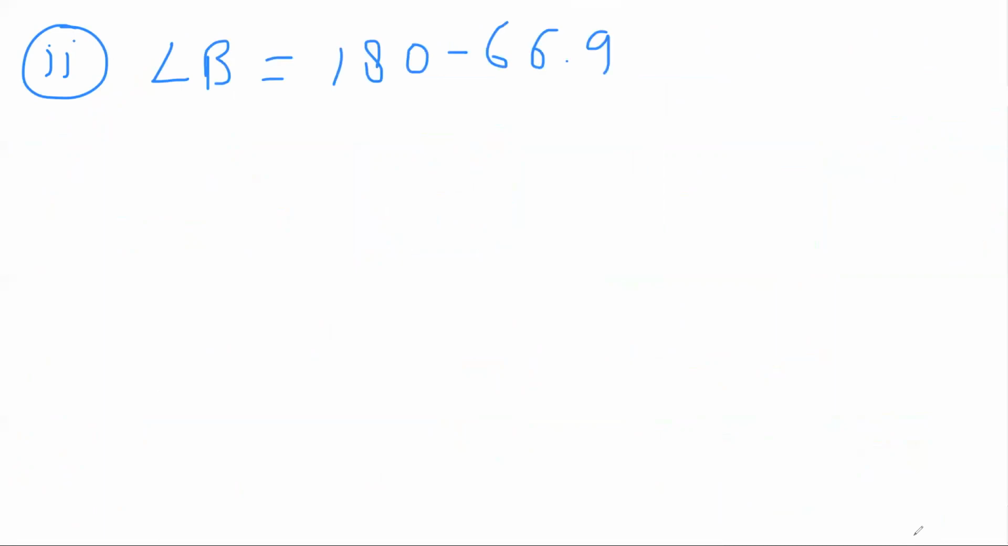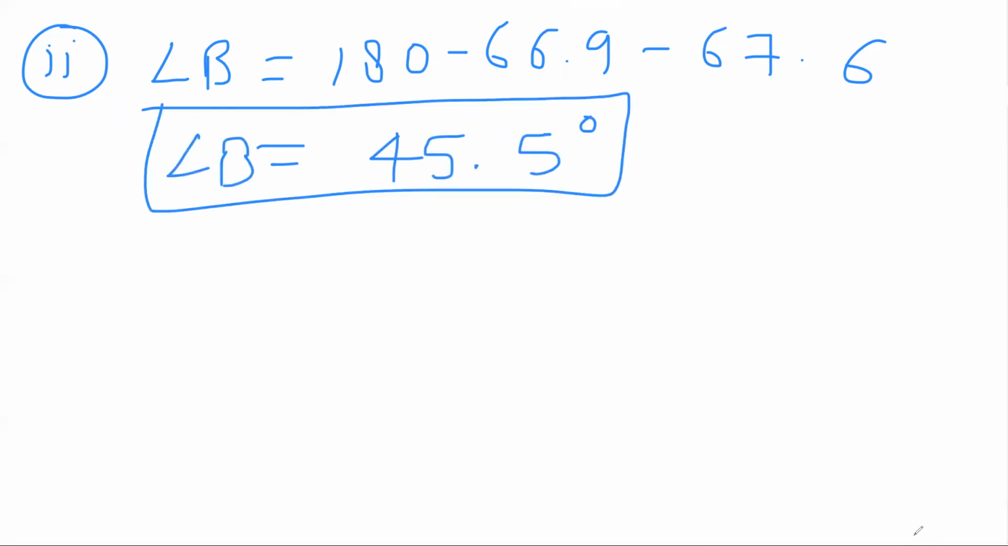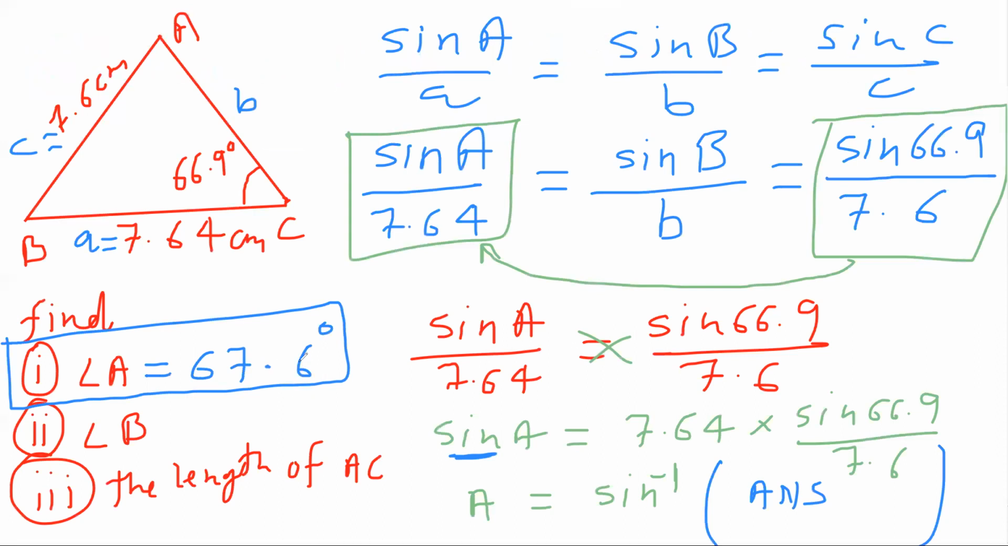So let's do the second part, which was finding angle B. Angle B will be 180 minus 66.9 minus 67.6, and that's equal to 45.5 degrees as angle B. So that's our second part, and the first part was 67.6. Angle B is already found as 45.5, and then we are supposed to find the third part, the length of AC. So let's go to that page again.